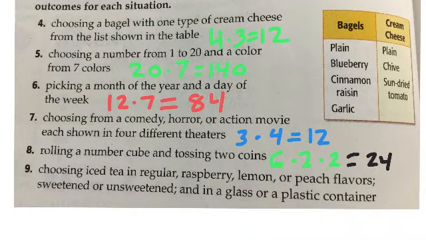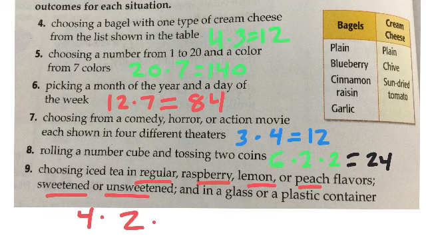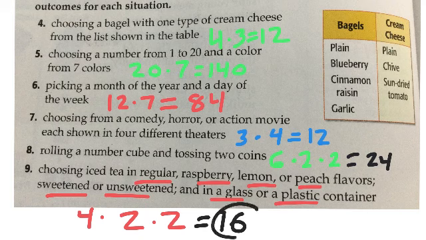Okay, the last one here. Choosing iced tea in regular, raspberry, lemon, or peach, sweetened or unsweetened, in a glass or plastic container. So there are 3 events. First, you have to choose regular, raspberry, lemon, or peach. So there are 4 outcomes there. The second event, sweetened or unsweetened, there are 2 outcomes there. Glass or plastic, there are 2 outcomes there. So we've got 4 times 2 times 2, which is 16 possible outcomes.